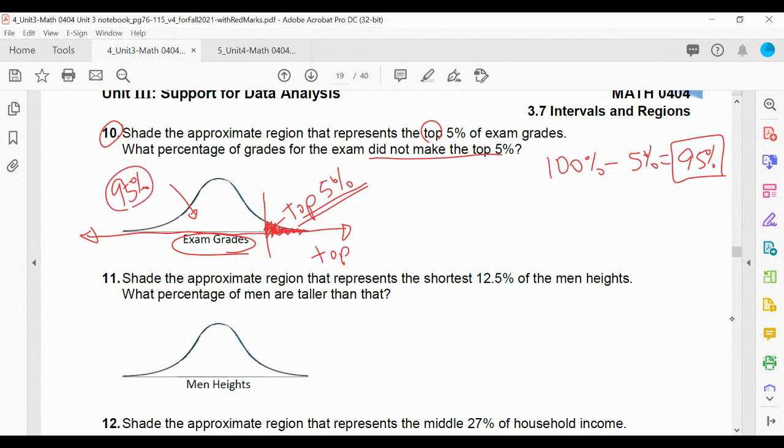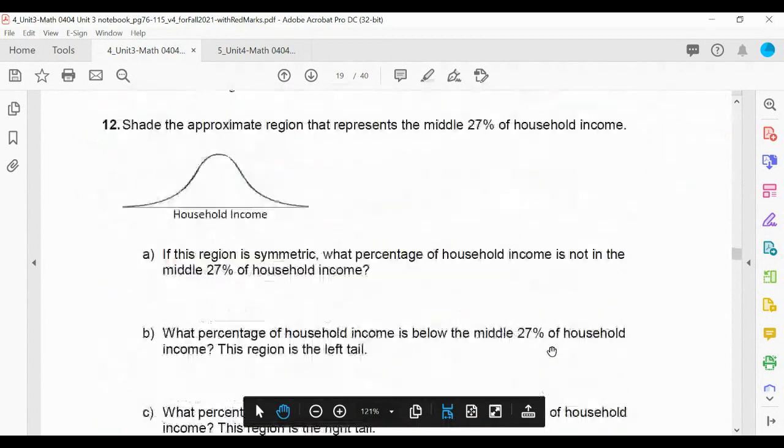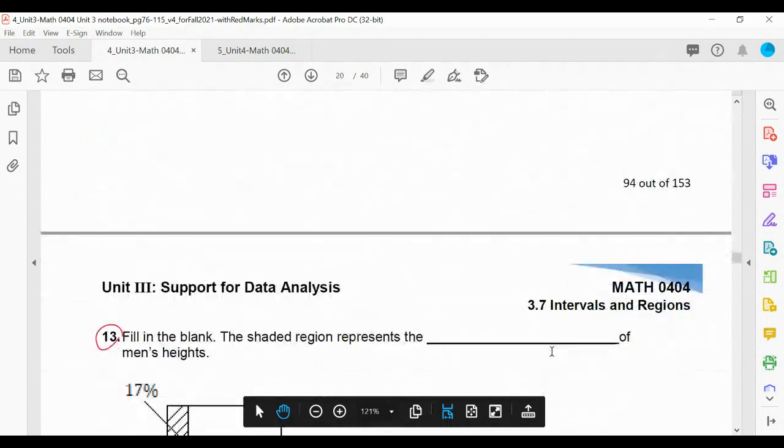Okay, so make sure to let us know in a complete sentence what is in the top 5%, where is that shaded region, and then what percentage of grades did not make the top 5%? Well, 95% of grades for the exam did not make the top 5%. That would be the complete sentence. All right, so practice with the other examples.